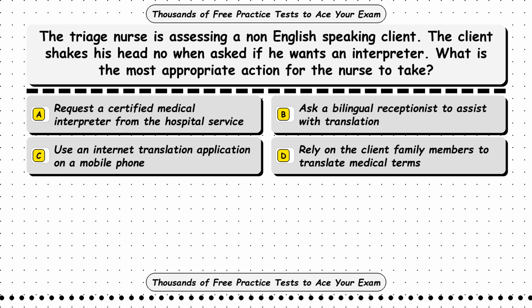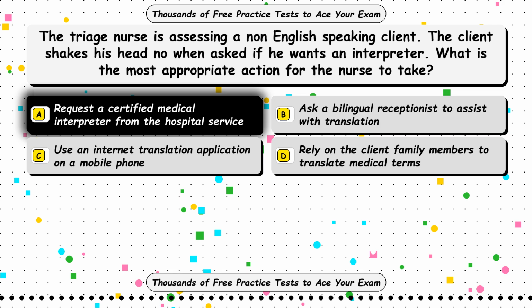Question 115. The triage nurse is assessing a non-English speaking client. The client shakes his head no when asked if he wants an interpreter. What is the most appropriate action for the nurse to take? Option A. Request a certified medical interpreter from the hospital service. Option B. Ask a bilingual receptionist to assist with translation. Option C. Use an internet translation application on a mobile phone. Option D. Rely on the client family members to translate medical terms.